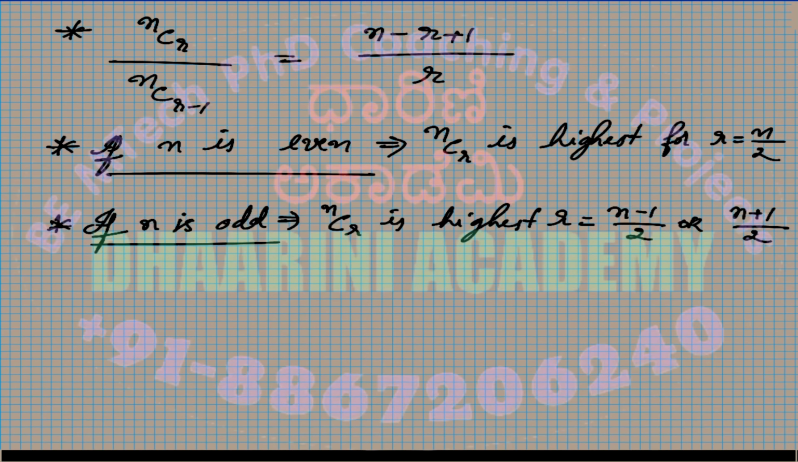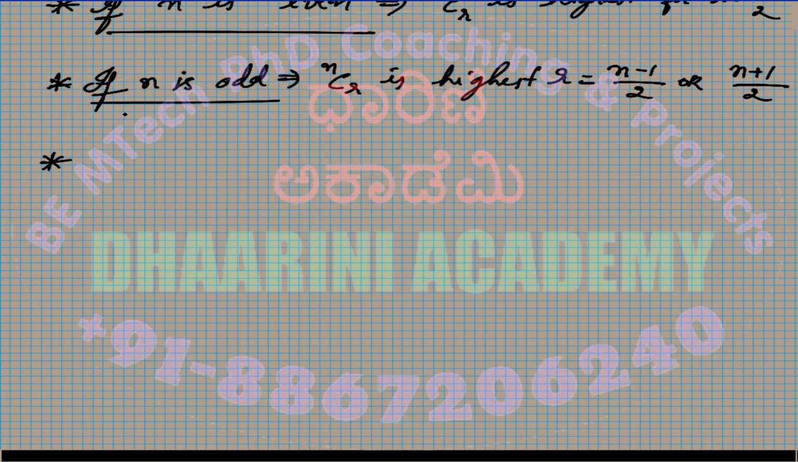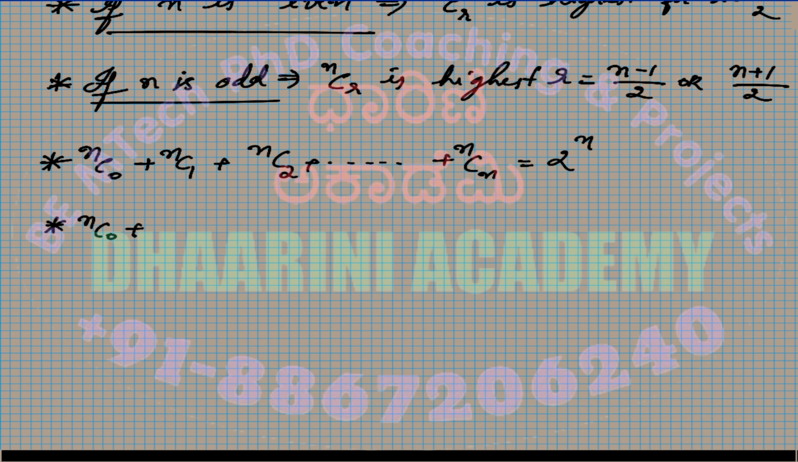All right, then the next important property. If I want to do this summation, nC0 plus nC1 plus nC2 and so on up to nCn, this is always equal to 2 to the power n. Similarly, nC0 plus nC2 plus nC4 up to the last term is also equal to nC1 plus nC3 plus nC5 till the last term, which is always equal to 2 to the power n minus 1.